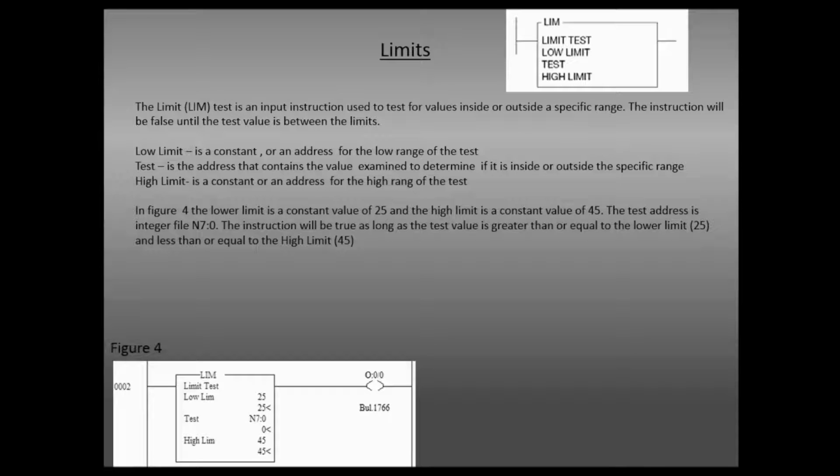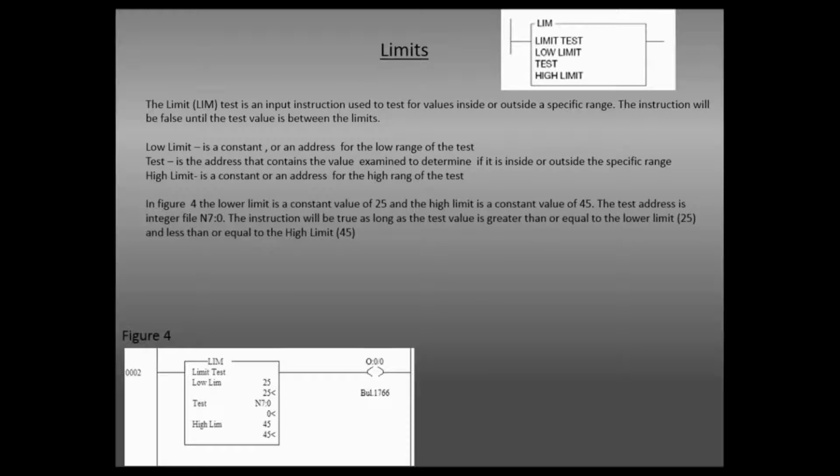In figure 4, the lower limit is a constant value of 25, and the high limit is a constant value of 45. The test address is an integer file at N7:0. The instruction will be true as long as the test value is greater than or equal to the lower limit of 25 and less than or equal to the high limit of 45. Now let's jump over to RSLogix 500 and put the actual instructions in ladder logic.